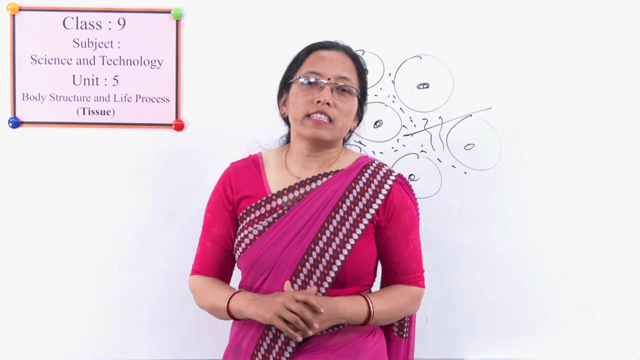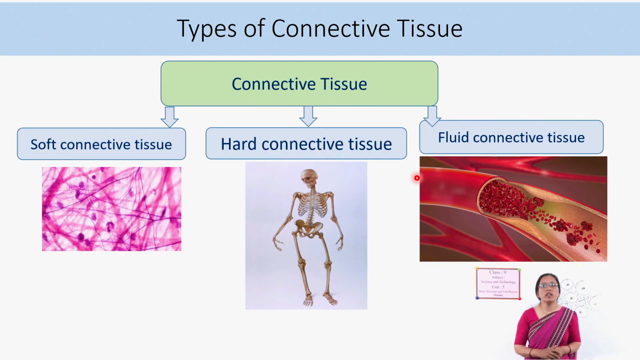Next, types of connective tissue. What are the types of connective tissue? Connective tissues are mainly classified into three types. What are those? Soft connective tissue, hard connective tissue and fluid connective tissue.